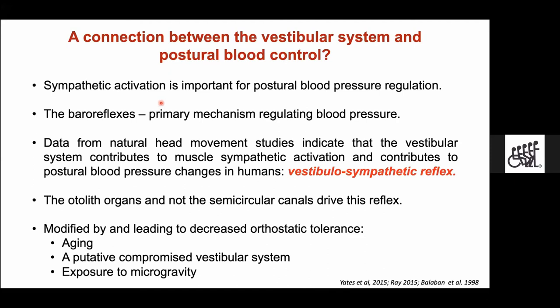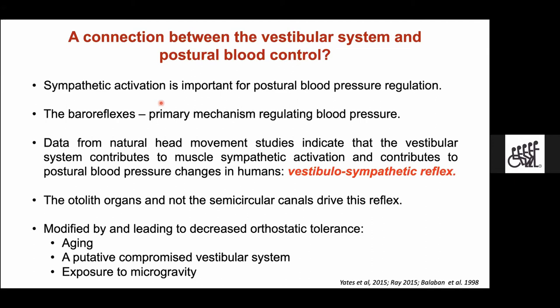We know that sympathetic activation is important for postural blood pressure regulation. There are mechanisms that are already very well characterized in terms of understanding how, as we get up from the bed or a chair, blood pressure is regulated and heart rate is affected, so that enough blood is going to your brain and enough oxygen supply is maintained. Baroreceptors and reflexes related to that have been thought to be the primary mechanism that regulates blood pressure. And again, these mechanisms have been parsed out in significant detail previously.